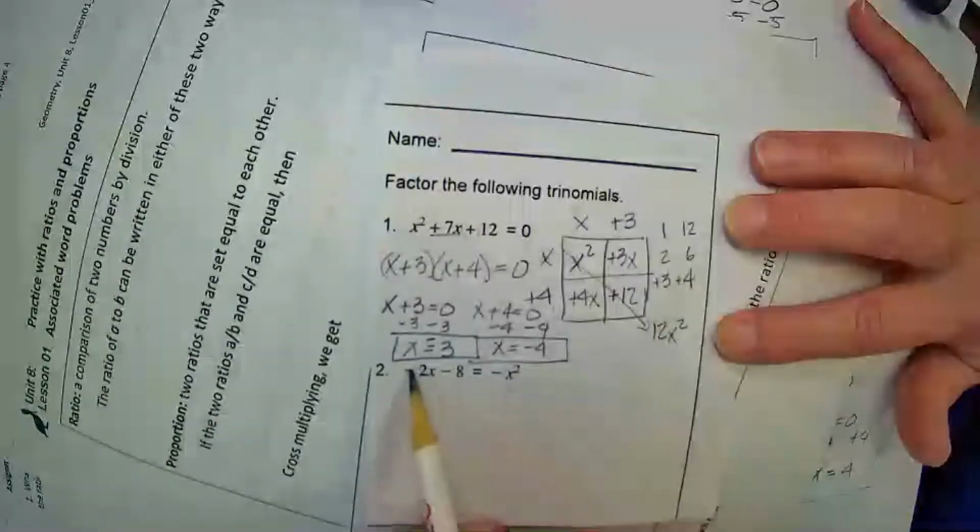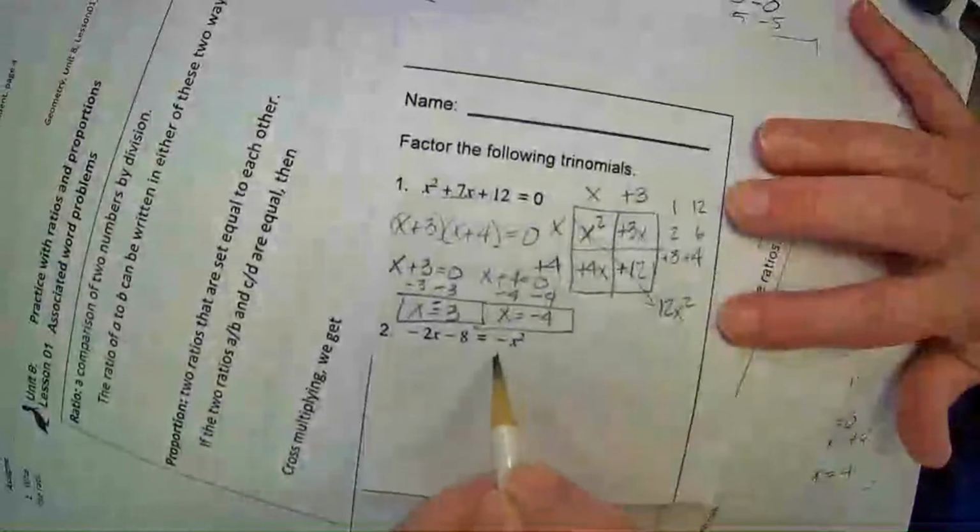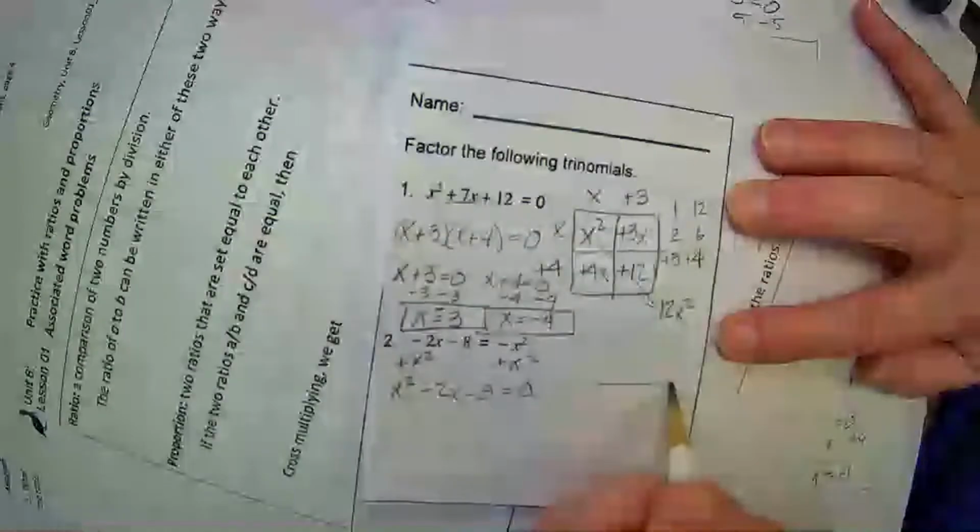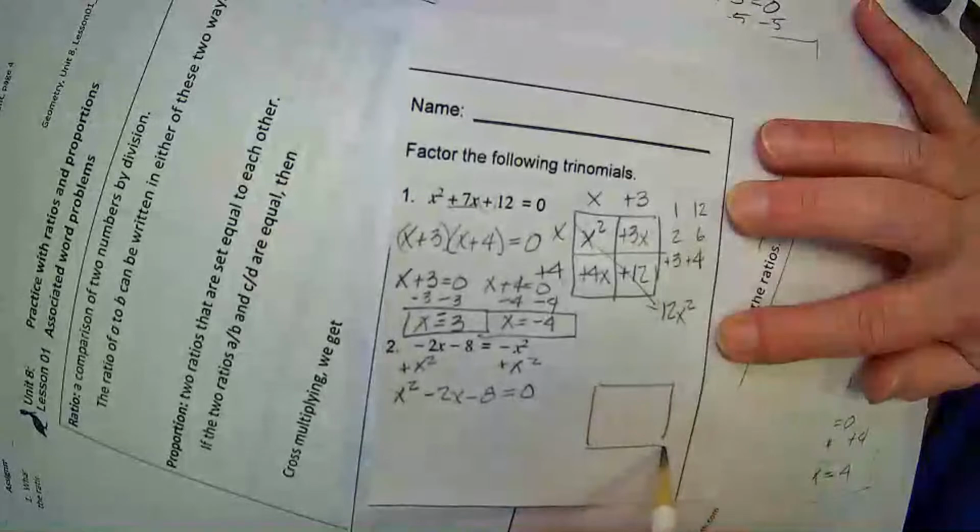Okay, what do we have to do before we can go to the box and factor on this one? Does this equation right here look like that one? Get that GCF. We need to set it equal to 0 first, which we do by adding x squared. So we end up with x squared minus 2x minus 8 equals 0. Is there a GCF? No, no GCF, so we go straight to the box. GCF, thank you, greatest common factor. I said it wrong, you're right.